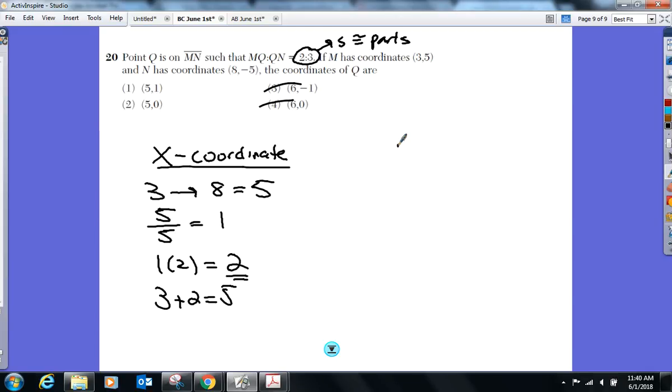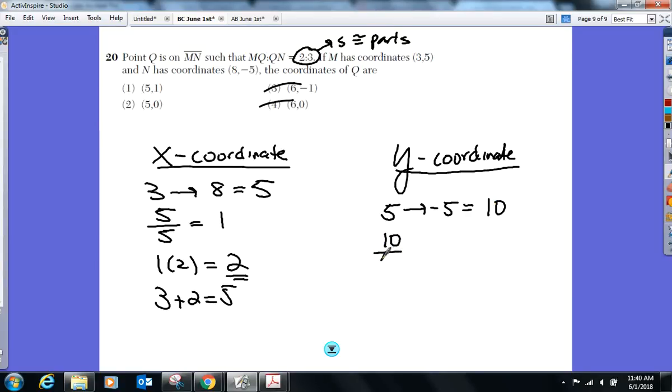And then what about your y-coordinate? We're going to do the same procedure just with a different set of numbers. So 5 to negative 5. That's how many units? 10. Cut it up into fives, right? So that'll be 2. What do you want to do with that 2? Don't stop. Multiply times 3. It's always the same.